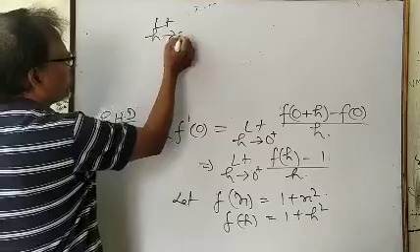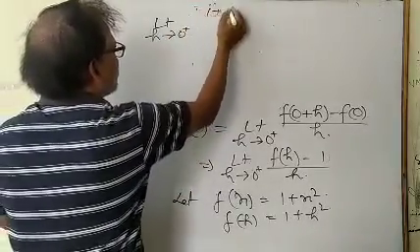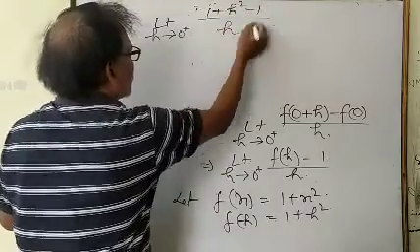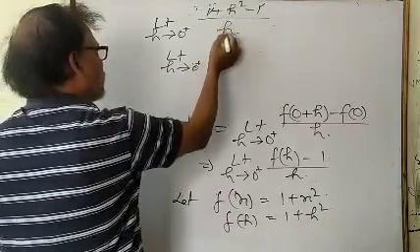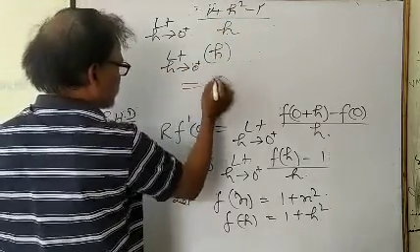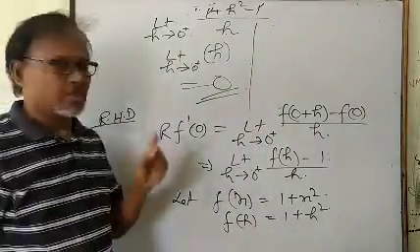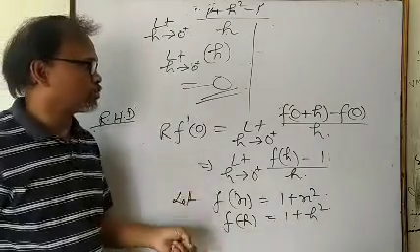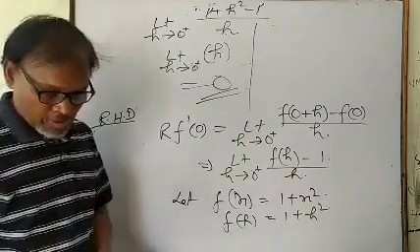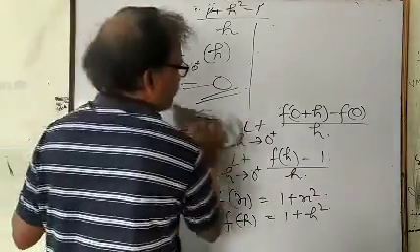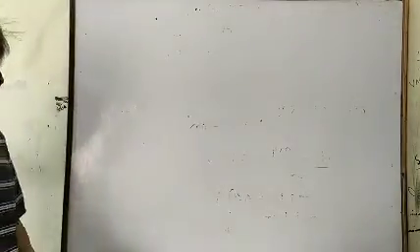Limit h tending to 0 plus, f(1 plus h) square minus 1 upon h, 1 cancels. Limit h tending to 0 plus h square upon h, that is h, and this is equal to 0. Now the function is continuous, and the right hand derivative and left hand derivative are both the same, therefore the function is derivable. Now we have to solve the next example by using the same principle.